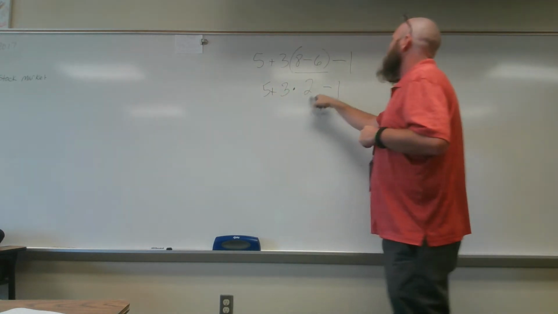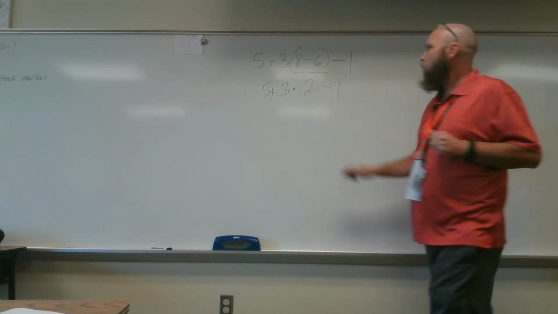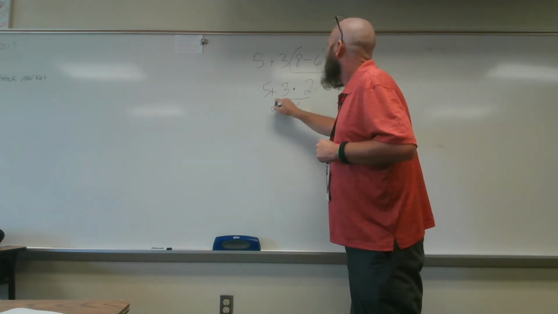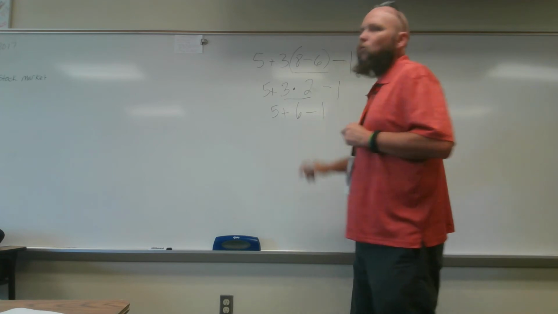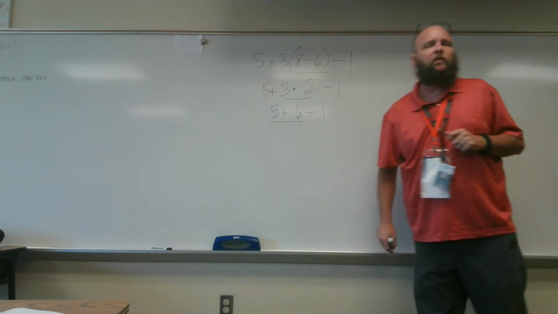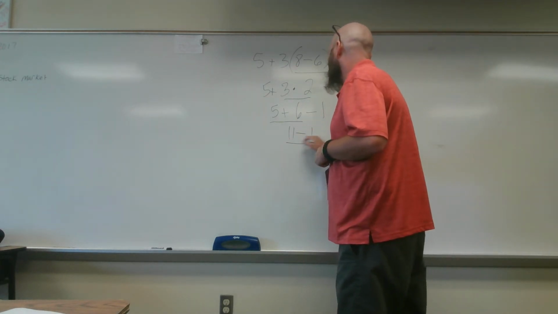5 plus 3 times 2 minus 1. What do I do next? Multiply. 3 times 2 is 6. 5 plus 6 minus 1. What do I do next? I add. What is 5 plus 6? 11. And 11 minus 1.